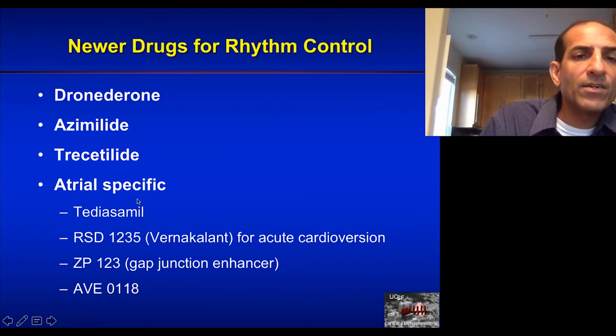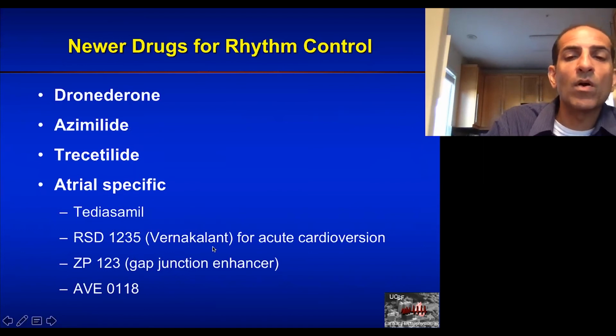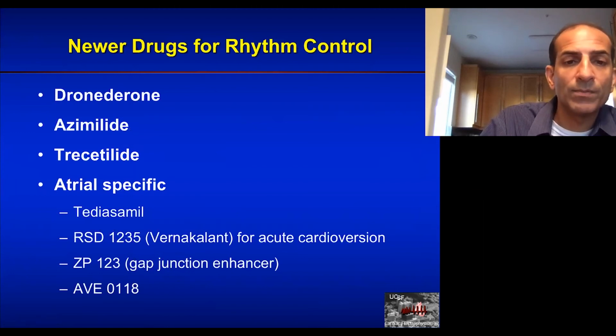There are other atrial specific drugs. So these are drugs that only affect the atrial channels, and they are also in the pipeline. Vernakalant has already been approved for acute cardioversion, and there are other gap junction enhancers in the works to make them more effective for atrial fibrillation.